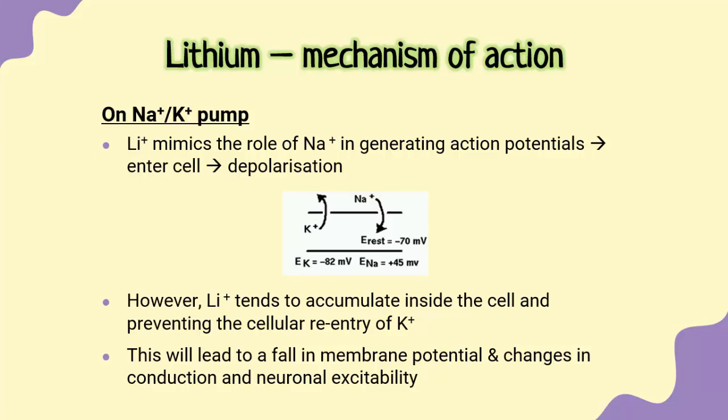But lithium tends to accumulate inside the cell, and this will prevent the cellular re-entry of potassium. Remember, potassium needs to re-enter the cell to cause repolarization. Because of the prevention of re-entry of potassium, this will lead to a fall in membrane potential, causing changes in the conduction and generation of action potential, and eventually affecting neuronal excitability.